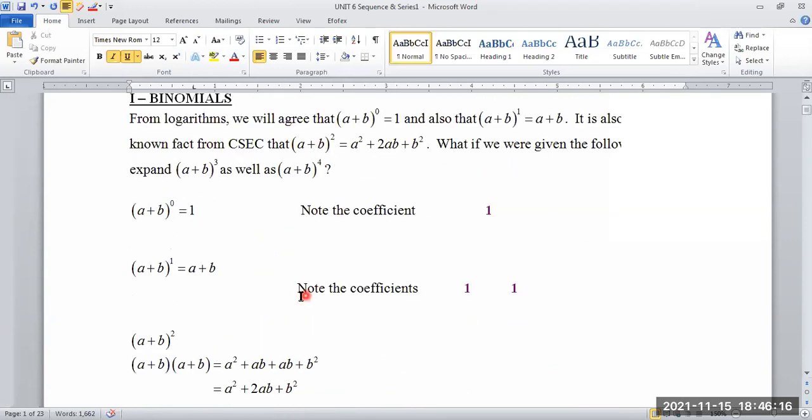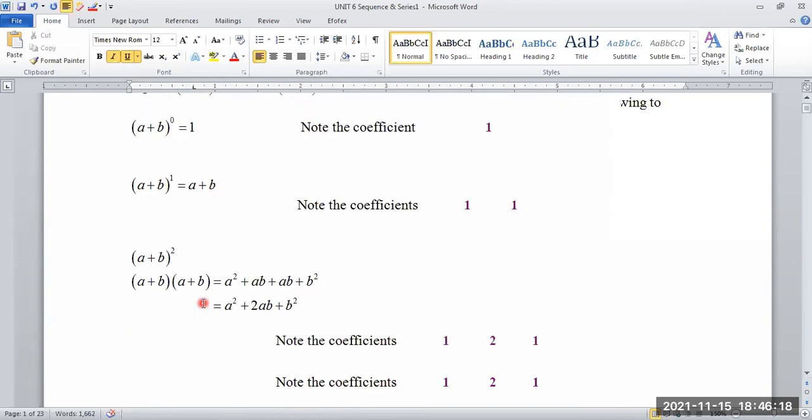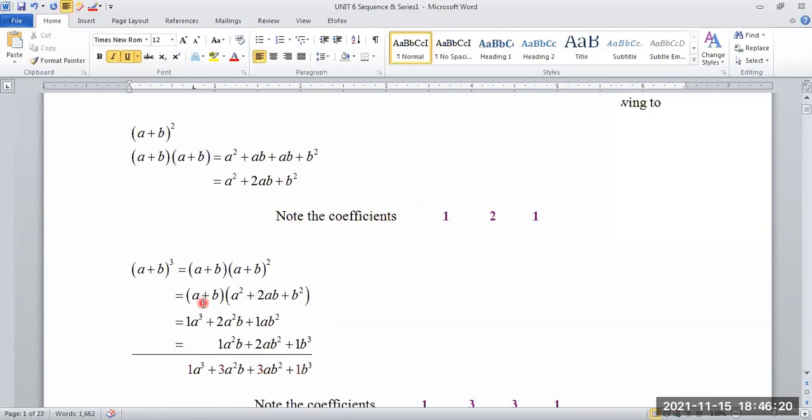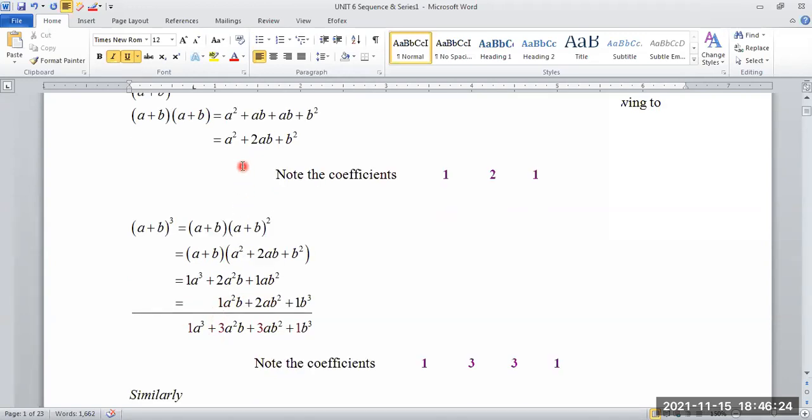Let me even go up from here. So you see here, I start with a squared, then a goes down to the first power, and then b goes up to the first power.